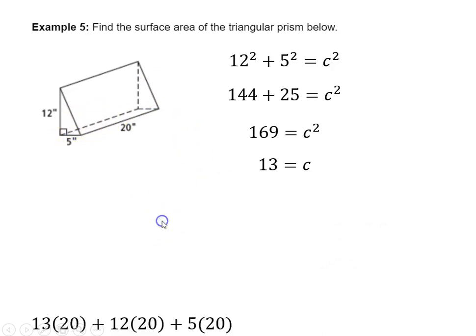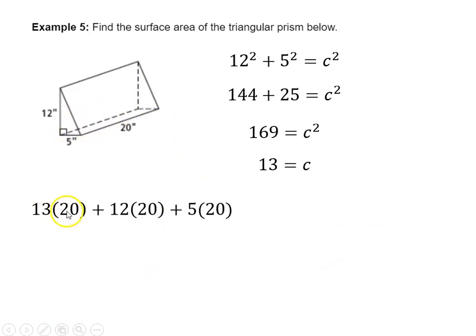But first, let's put this first part together. So we have a 13 by 20. That's this one. 13 times 20 is that area. Plus a 12 times 20. 12 by 20 is this back rectangle. And then 5 times 20 is the rectangle on the bottom there. That's not all. We need the area of the triangles.